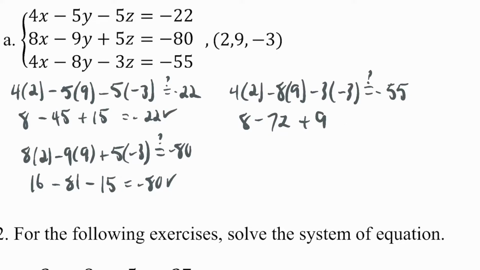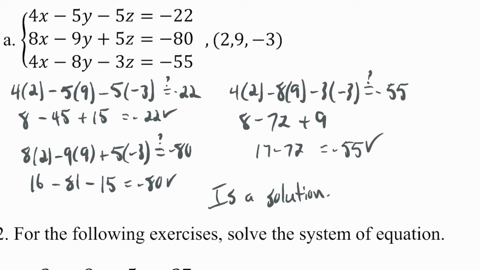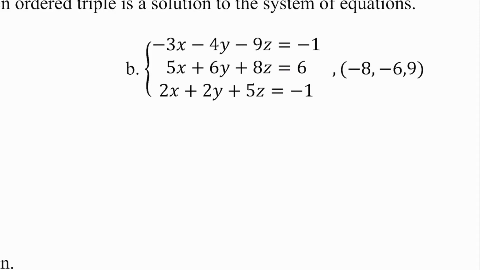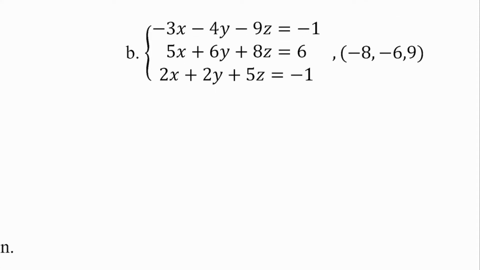Did I do that right? So 8 minus 72 plus 9. That's going to be 17. 17 minus 72, so yes, that's negative 55. So it checks out. This is a solution to the system. Now with this next one, I'm kind of expecting that it won't be, but that's just my expectation. Maybe they both work out that way.